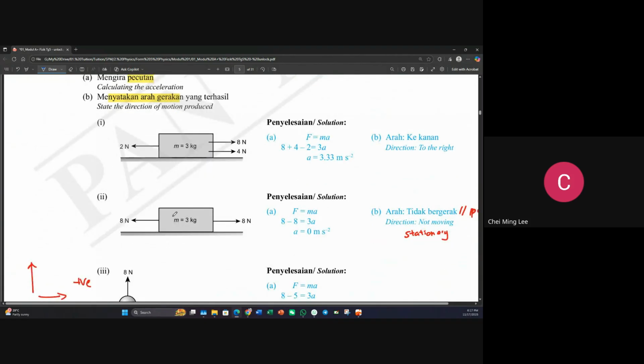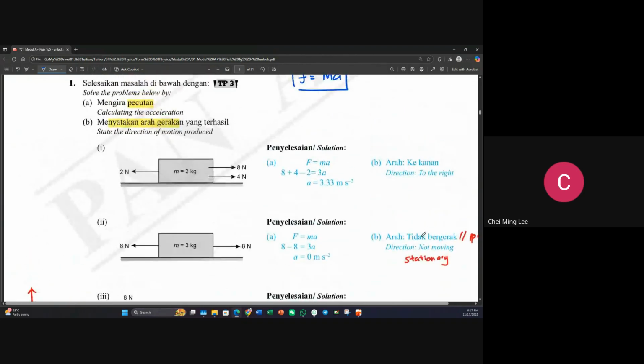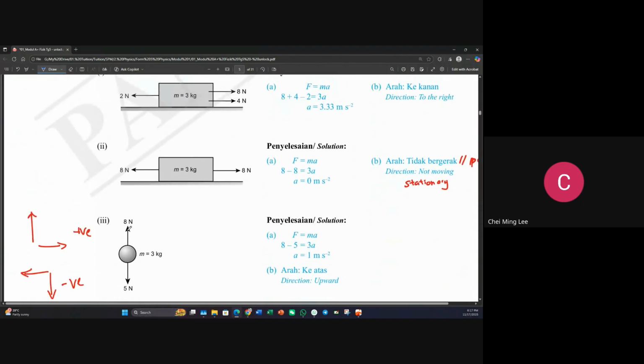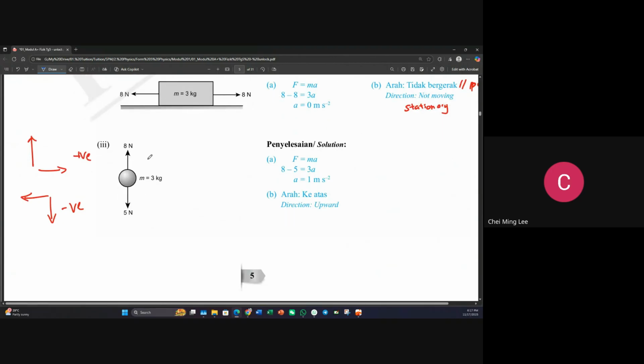Now, same goes here. 8 cancel each other, but you cannot say cancel out, you need to mention it. So it's 8 plus negative 8 equals 3a. So a equals zero. When a equals zero, it means there is no movement, or we call it stationary. Now, for this one, okay, we use 8 plus negative 5. So 8 minus 5 equals 3a. So a will be equal to 1 meter per second squared going upward.